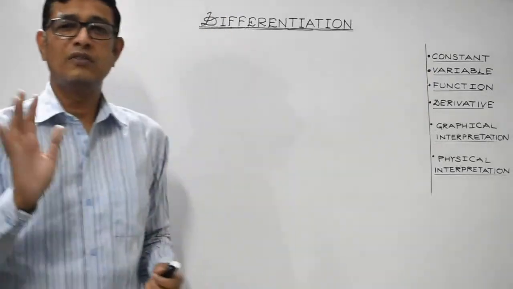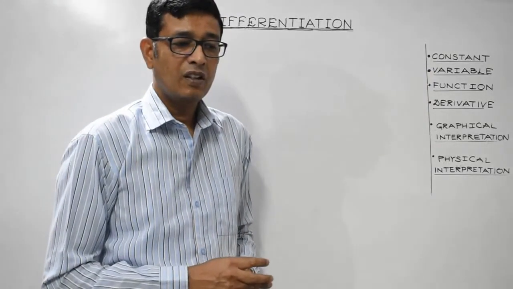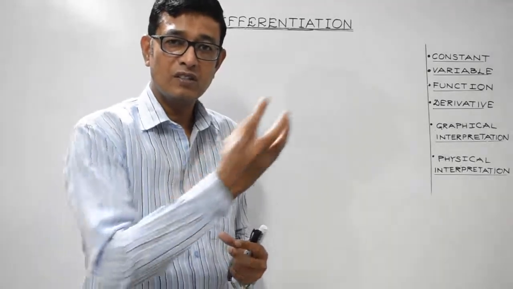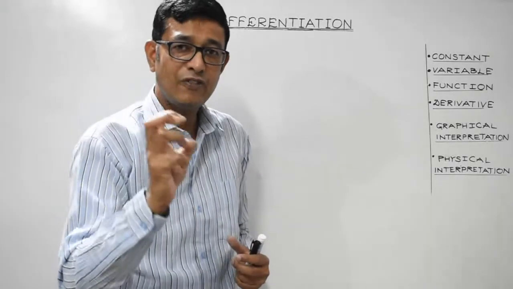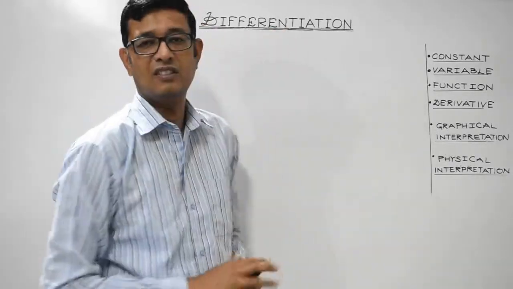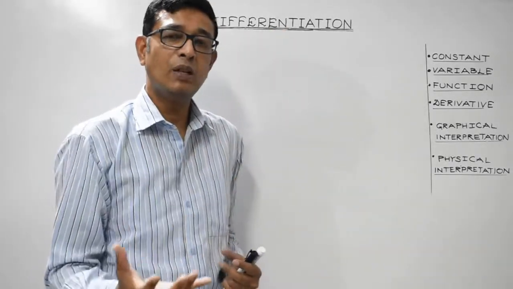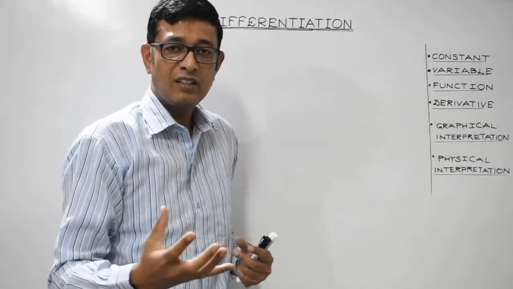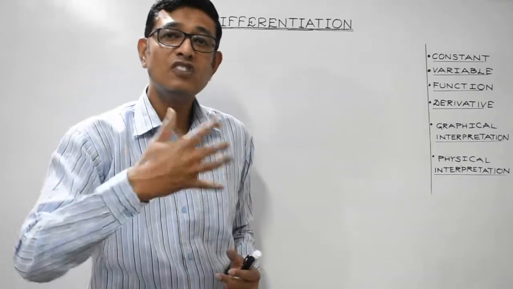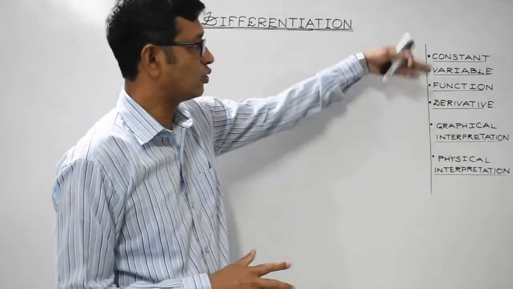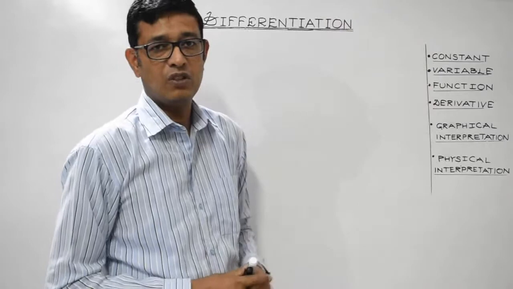So students, you all are aware, constant means during any mathematical operation, its value won't change. Its value will remain fixed. So that is constant, right? On the other hand, variable means a quantity which can take any value, whose value can change. That's for you, constant as well as variable, right?